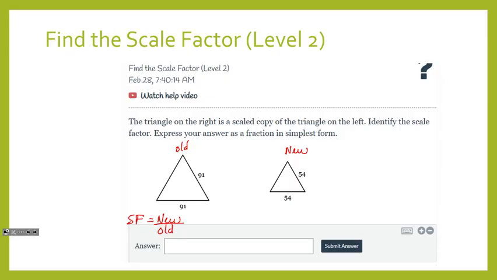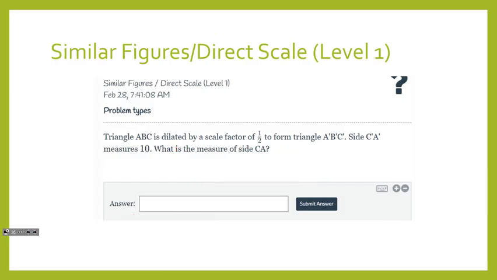So you want to find two corresponding sides. So I've got 54 that corresponds with 91. And then it says, put your answer in simplest form. Well, 54 over 91, that's as simple as it goes. It doesn't reduce anymore. Okay, next question.